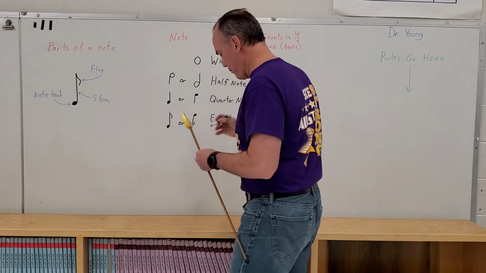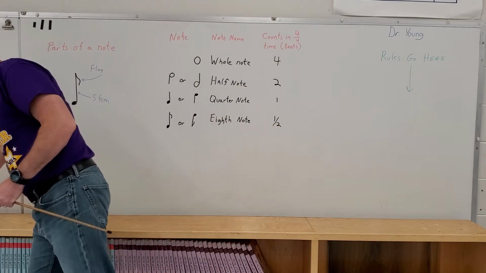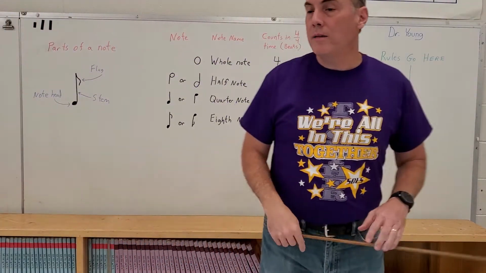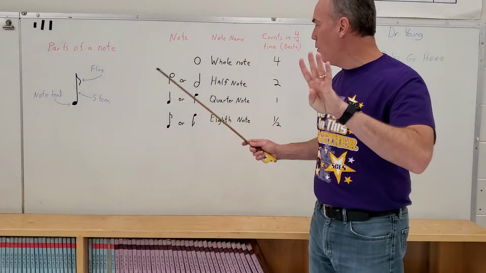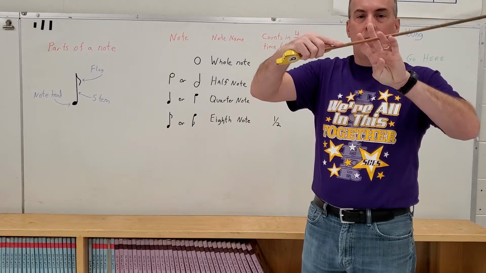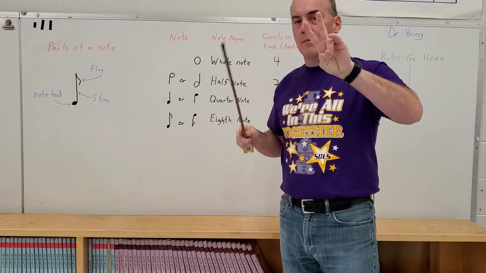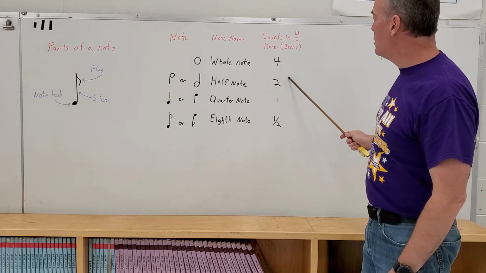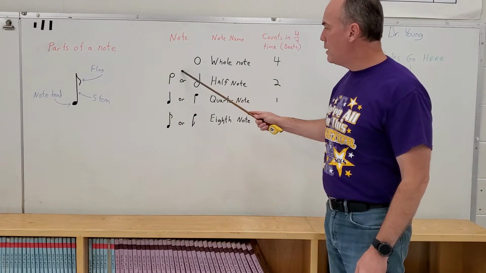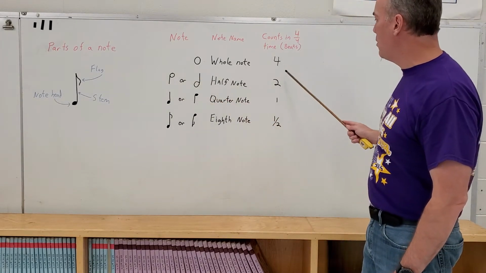A half note. What happens is putting that stem on it cuts the note value in half. So if we have 4 beats in a whole note, and we put a stem on it, and we cut that in half, we're stuck with 2 beats. That's right. So a half note gets 2 beats in 4/4 time. You take a note, put a stem on it, it becomes a half note, gets 2 beats.